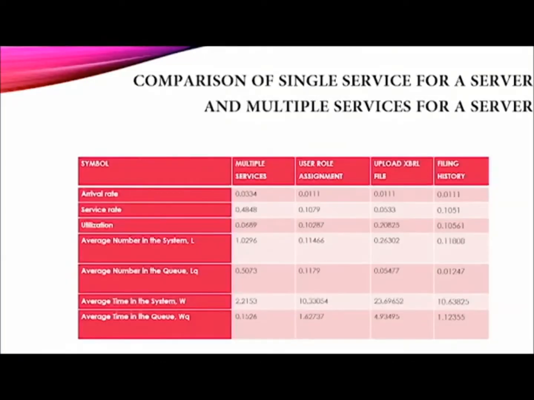So for the user role assignment, the arrival rate is noted as 0.0111, and when we look at the other two, upload XBRL file and file history, they have the same arrival rate as the user role assignment, which is 0.0111. The service rates for the three single services are different: user role assignment is 0.1079, upload is 0.0523, and file history is 0.1051.